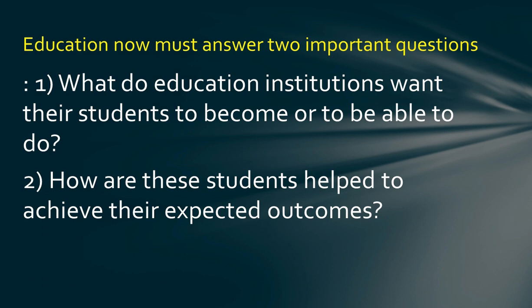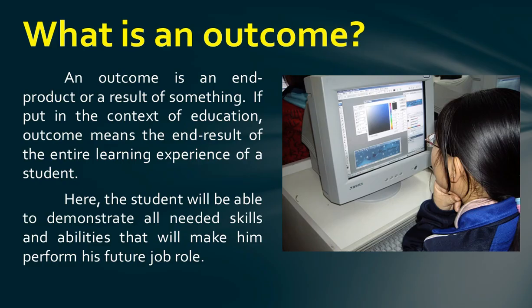First, what do educational institutions want their students to become or to be able to do? Second, how are these students helped to achieve their expected outcomes? So first, let us discuss what an outcome is. An outcome is an end product or result of something.